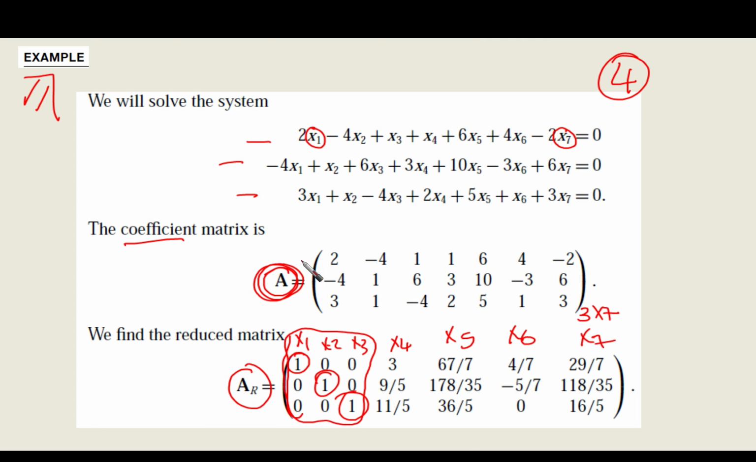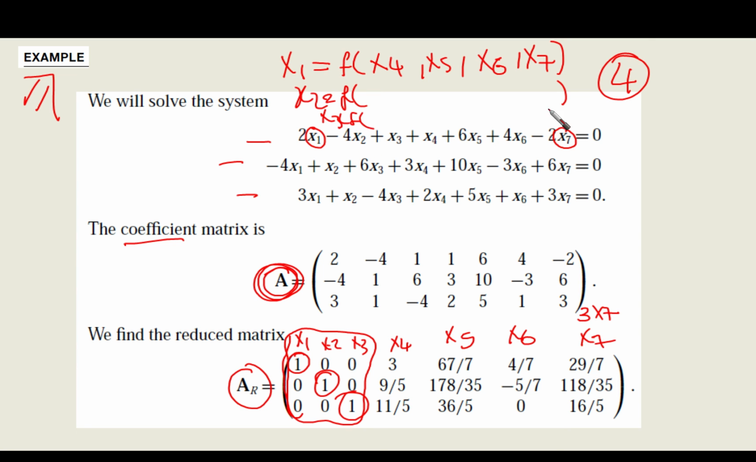This means that x1 is going to be represented as a function of x4, x5, x6, and x7. Similarly, x2 is going to be a function of the same set of variables, and x3 is going to be a function of the same set of variables. So we have four free variables. Okay, how can we obtain it?